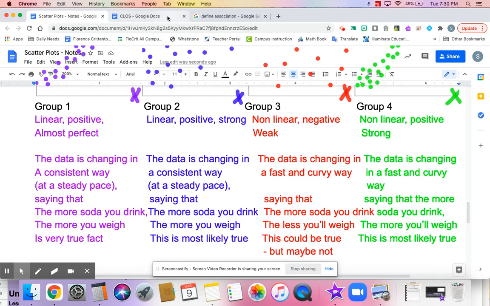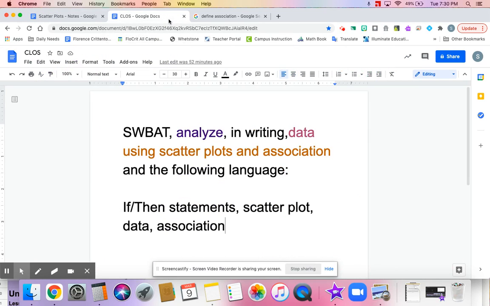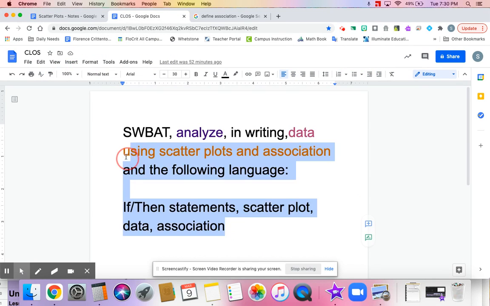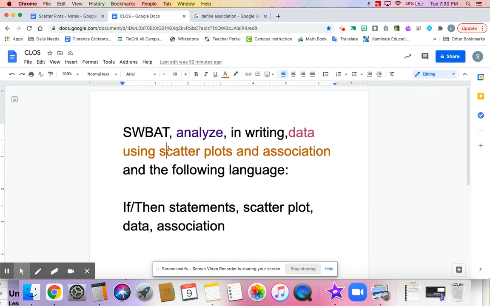And that's it. Our goal was to be able to analyze data using scatter plots and their associations. So, go ahead and explain to me what exactly you learned in this lesson.